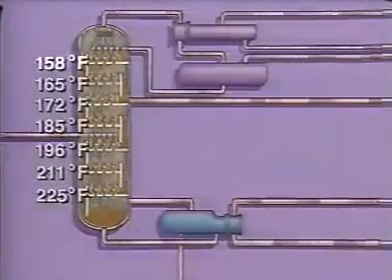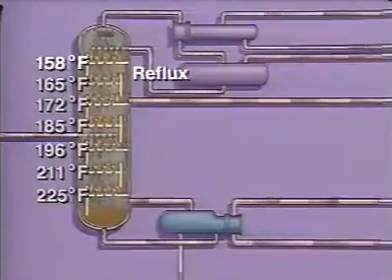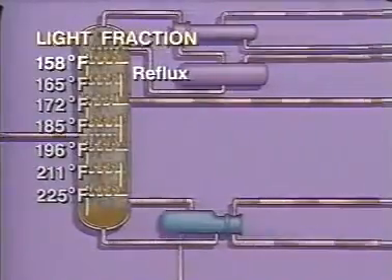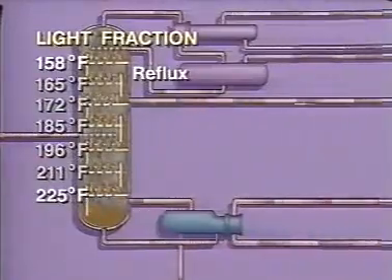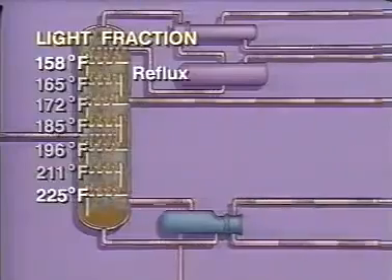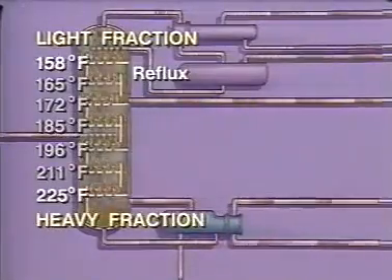The lowest temperature occurs at the top of the column, where a cool liquid called reflux is returned, so a light fraction is formed here. The highest temperature is at the bottom of the column, where hot vapors are generated, so a heavy fraction develops in this part of the tower.